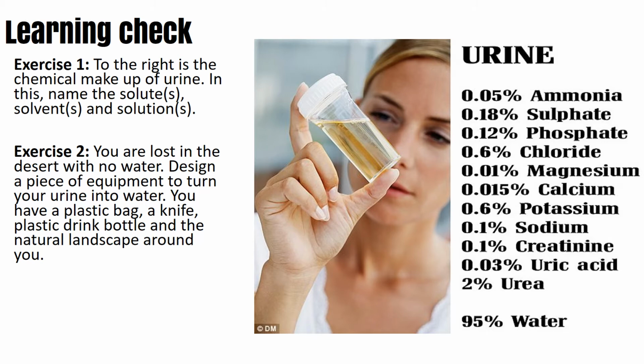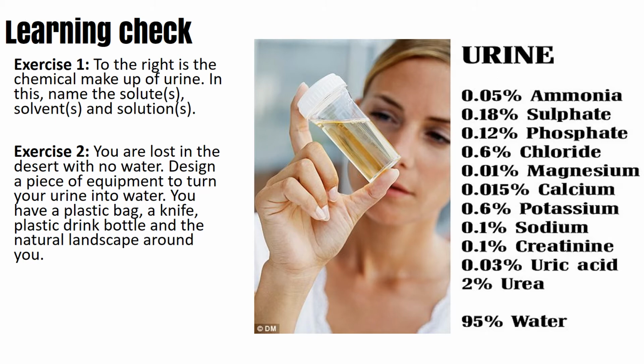So we're going to do a little learning check. For the first exercise, I would like you to look at the composition, which is basically what is in urine, of wee. So on the right hand side, you will see pretty much an average composition of urine.